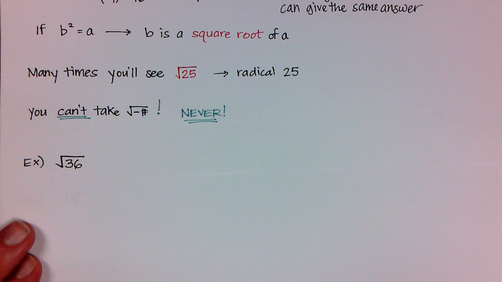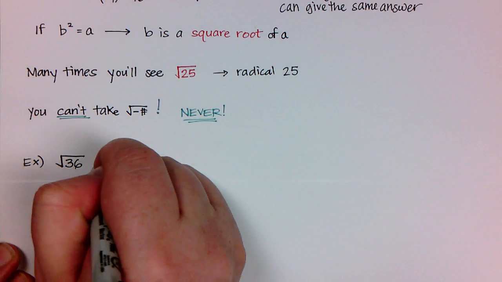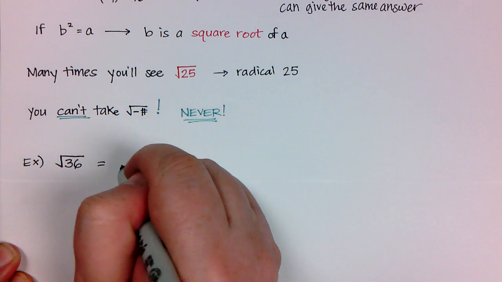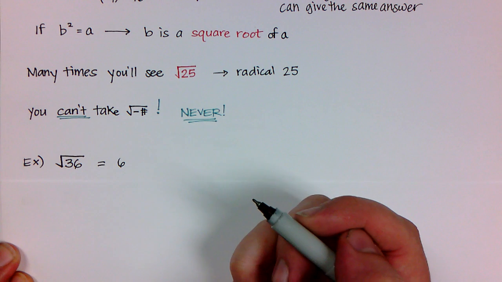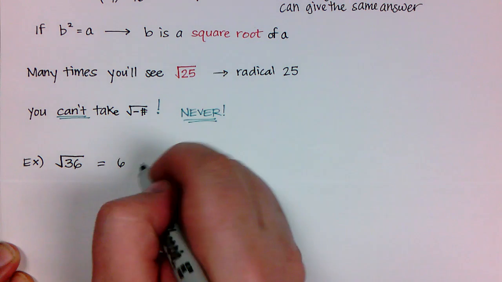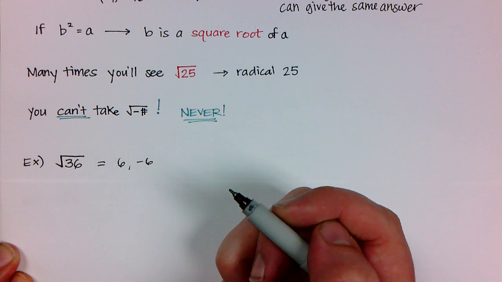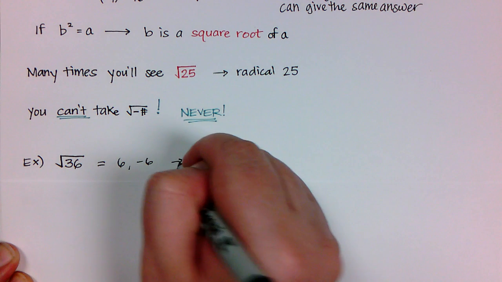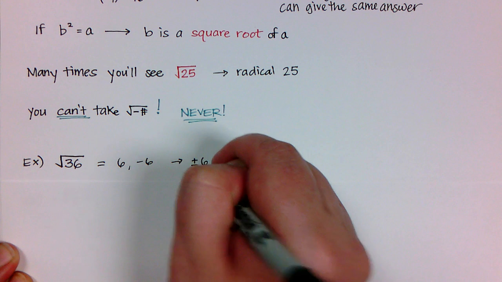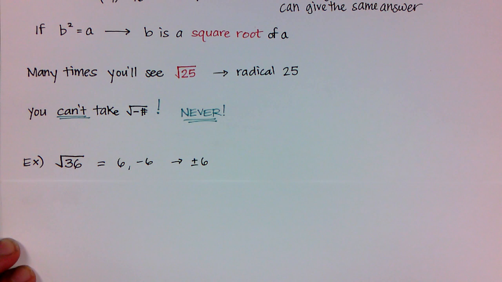So here's a couple of examples. If I have the square root of 36, what would you tell me the answer is? Well, it could be 6, right? Because 6 squared equals 36. It could also be negative 6. So if you want to write it the fast way, you could say plus or minus 6 as my answer.